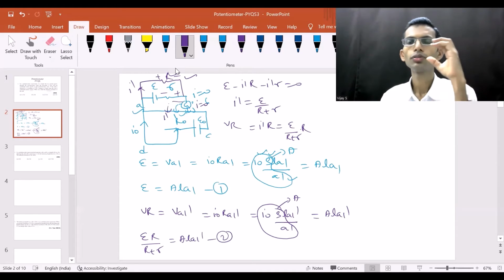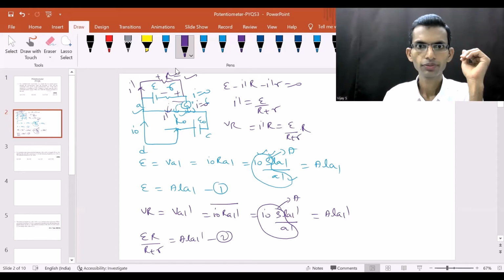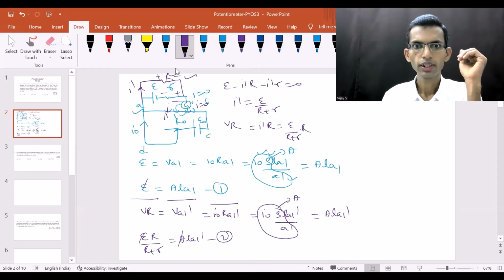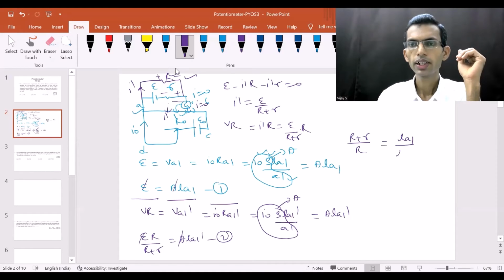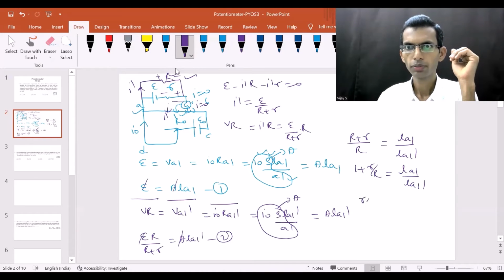So when we take ratio of equation 1 by 2, what we are going to get? Here E gets cancelled. A gets cancelled. We are going to get R plus r by R is equal to LA1 by LA1 dash. Right. So that is equal to 1 plus r by R is equal to LA1 by LA1 dash. Right. So when we take one that side and simplify, we are going to get r by R is equal to LA1 minus LA1 dash by LA1 dash.